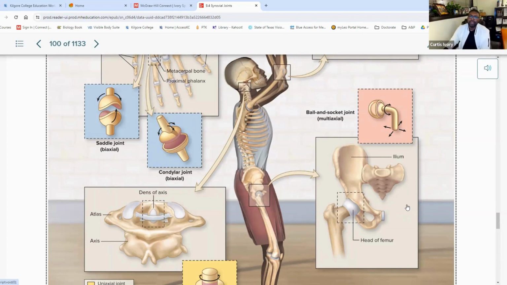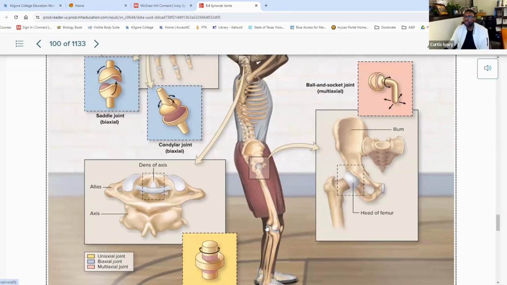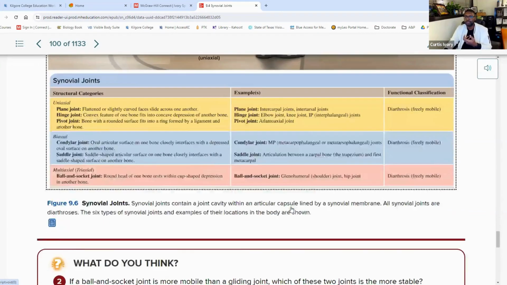And then at the bottom here, we have a pivot joint. Remember, in your head, C1 and C2, C1 being the atlas and C2 being the axis, you can move your head left to right, up and down. It swivels. It pivots. It goes back and forth. So these are different classifications of movements that our joints can actually do.